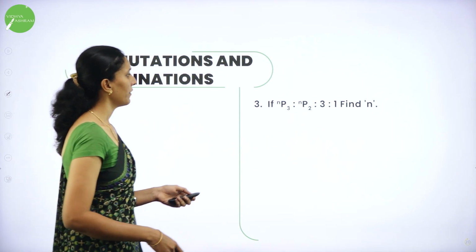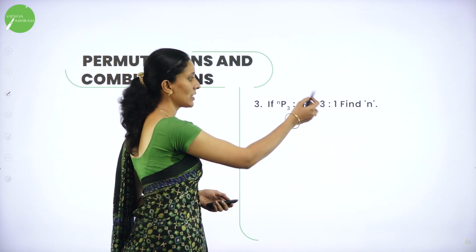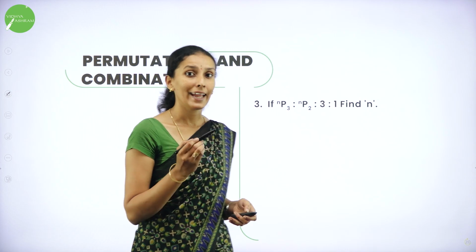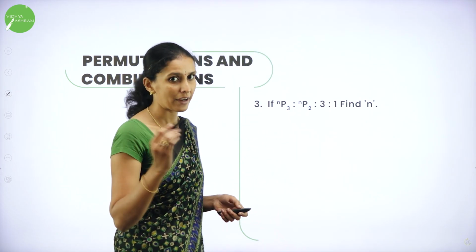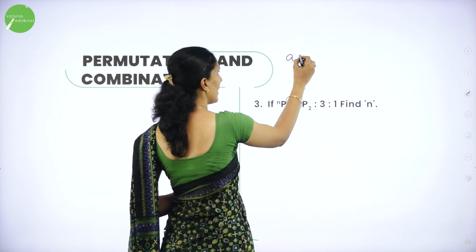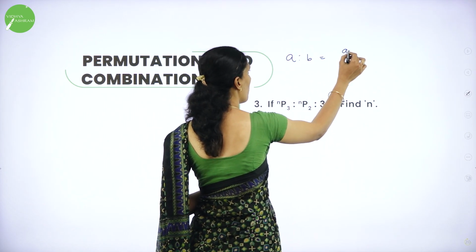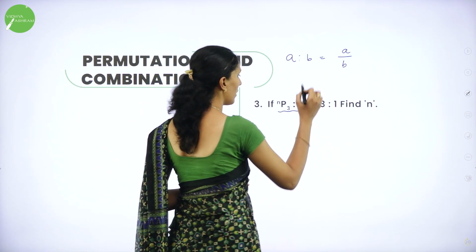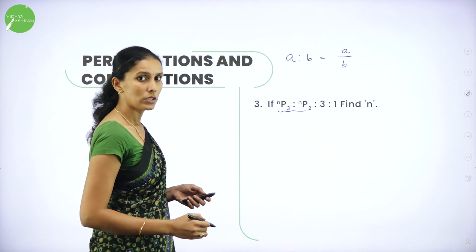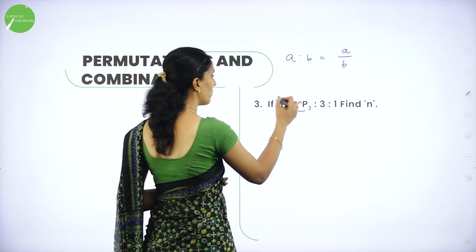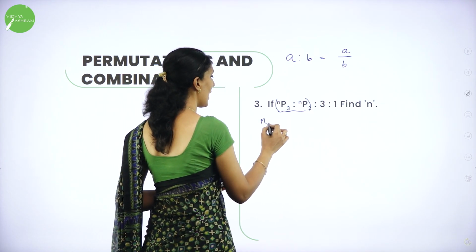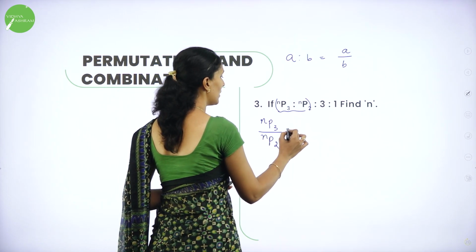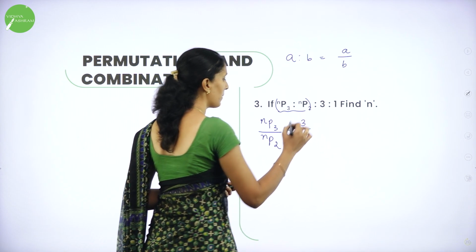Next problem we will take: if NP3 and NP2 are in the ratio 3:1, find N. What is NP3 is to NP2? Any ratio can be written in terms of fractions. For example, if you have A is to B, then you can write this in the form of A by B. The same concept I'll use here. NP3 is to NP2 is equal to 3 is to 1. So this first portion, I'll write as NP3 over NP2, that is equal to 3 by 1.